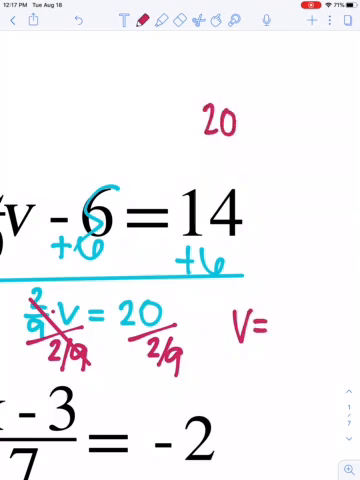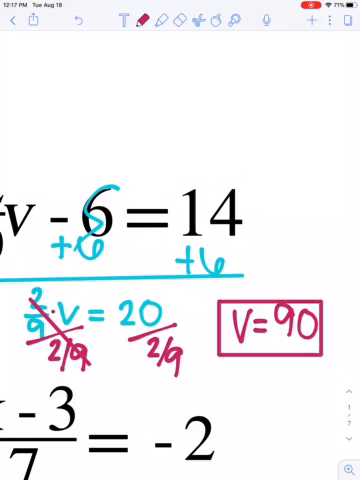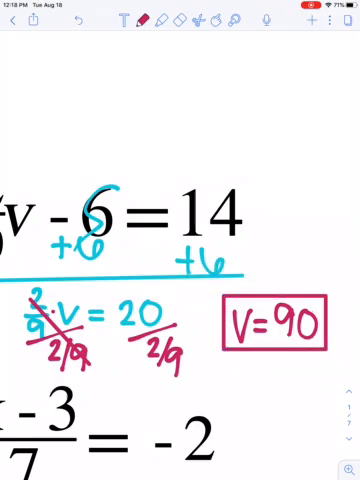If you're using your calculator, you're just going to do 20 divided by 2, and then use your ABC button, and then 9, because it'll make a fraction, and you can just do it all at one time. So when you do 20 divided by 2/9, you get 90. And you're done.